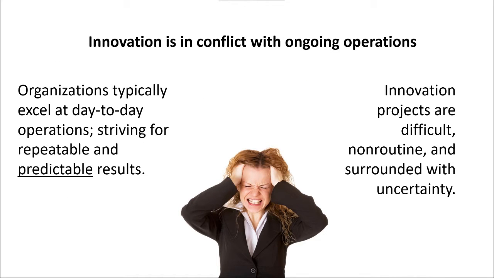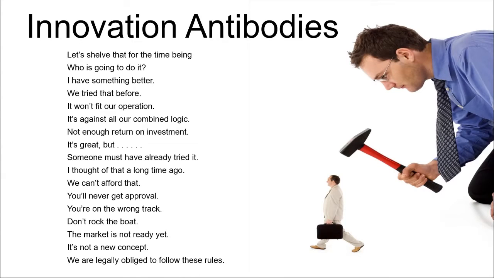Now, the fact is innovation is in conflict with ongoing operations. You know, organizations are really good at doing things that are repeatable, that are predictable. You have to do that in order to generate your revenue, ship your existing products, and then at the same time, you're doing innovation projects, which are difficult, non-routine, uncertain. You're not quite sure when that product is even going to be ready to come into the market. So organizations have to be able to handle both, and innovation therefore becomes part of the conflict.